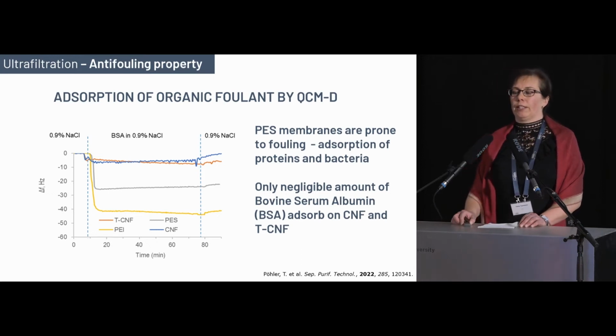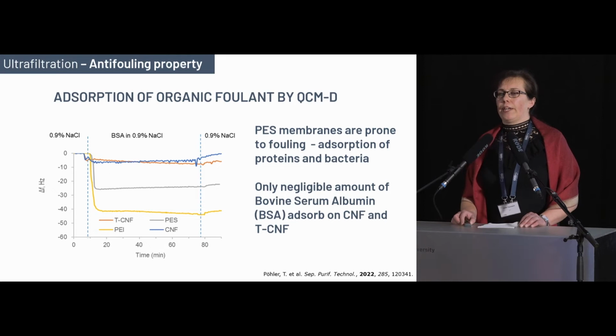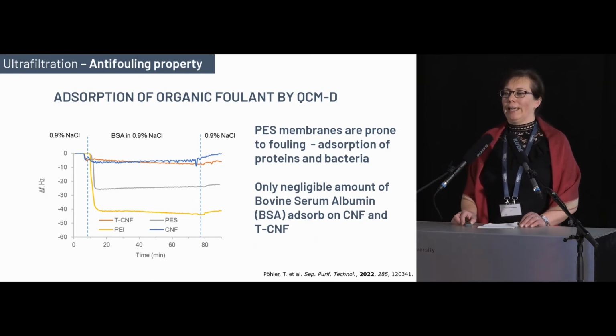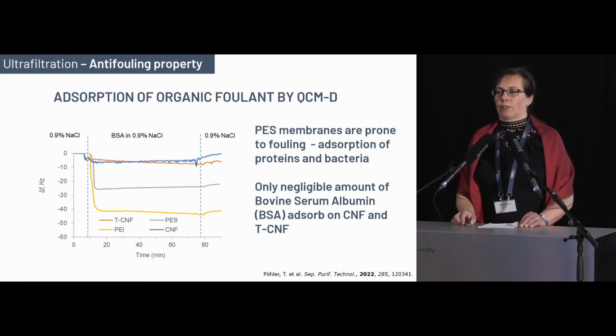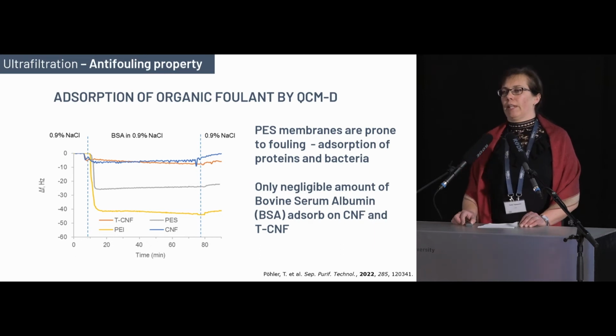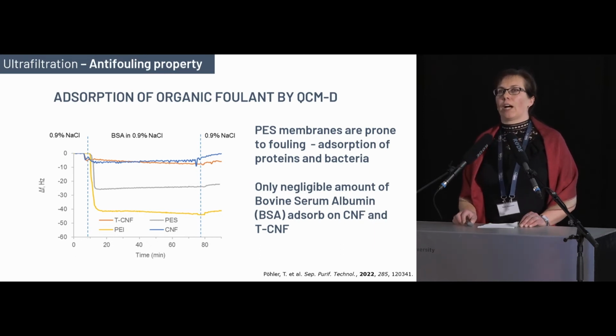You interpret this figure as follows: a higher negative change in frequency means more BSA is adsorbing on the surface. As you can see, BSA is adsorbing on this commercial PES membrane very, very much. But if you coat the PES membrane using either of the nanocellulose grades, there is no change in frequency, which means that there is no BSA adsorption taking place. So we can claim that this anti-fouling property is directly evidenced.